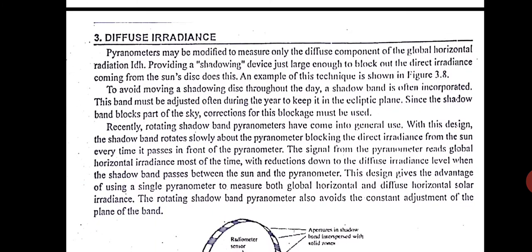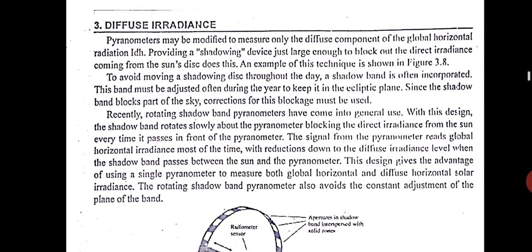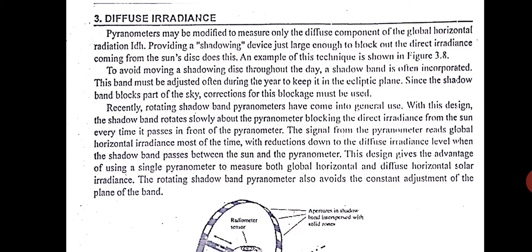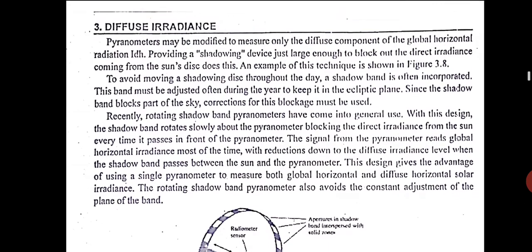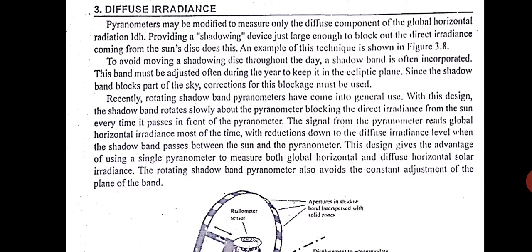Okay, the pyranometers can be modified to measure only the diffuse component. Now, how are you going to measure the diffuse component? If you block the beam component, then the rest is the diffuse component only. Okay, so how to block? By putting a shadowing device, so the sunlight does not directly fall onto it.